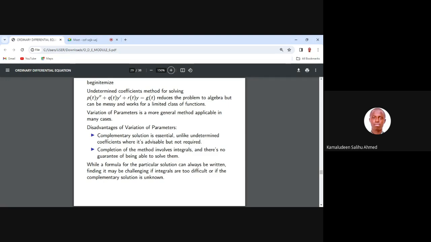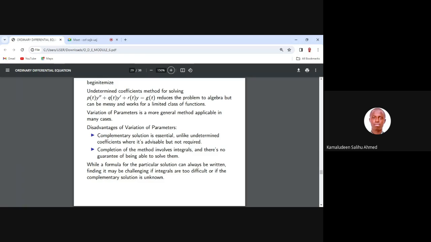So variation of parameters is a more general method applicable in many cases, but it has a disadvantage. We didn't bring up the advantages here because they are shared with the ones we've been talking about, the undetermined coefficient, the constant coefficient and the variable coefficient. But this one has disadvantages, so let us see what they are all about.